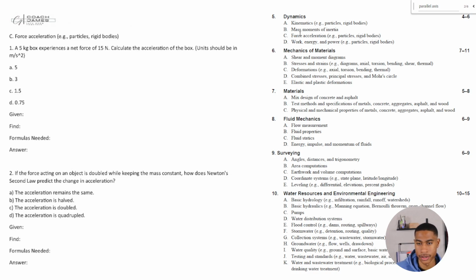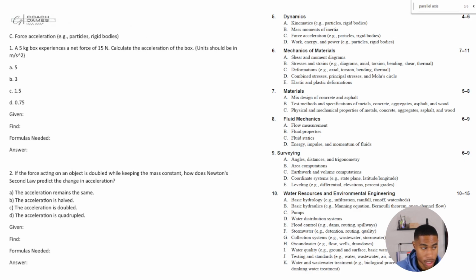If you haven't gone through mass moments of inertia or kinematics, make sure you do that. Those are very important topics as well. And we're also going to be covering work, energy, and power. But I've got some practice problems for y'all, so let's go ahead and get into them.